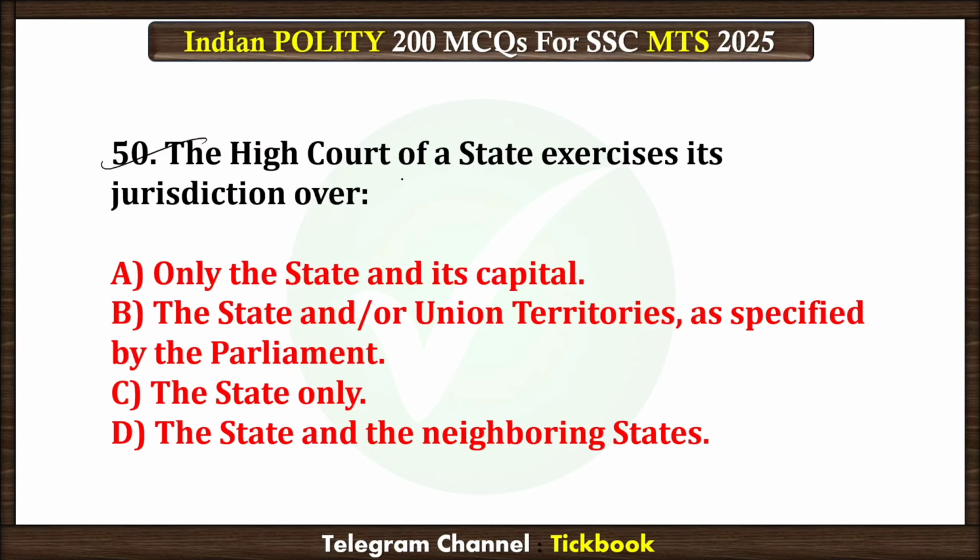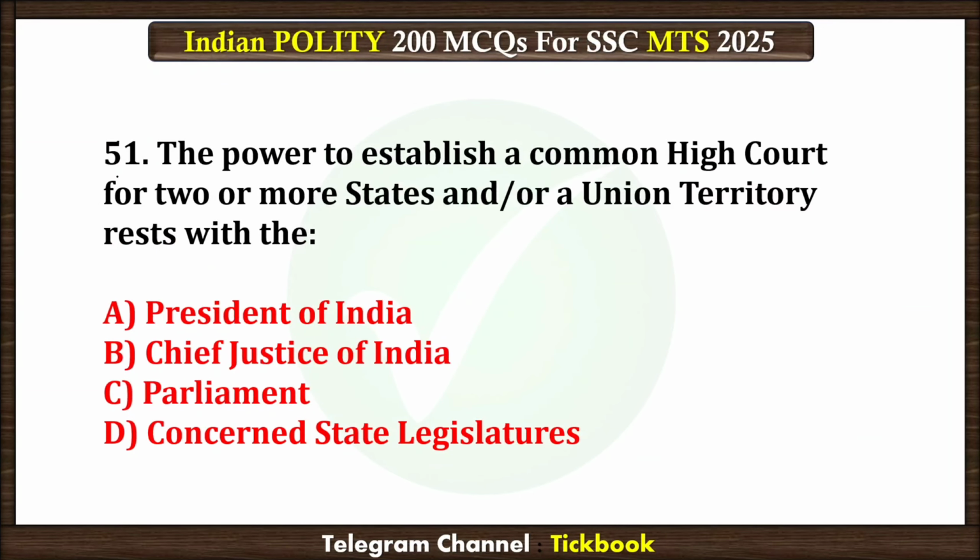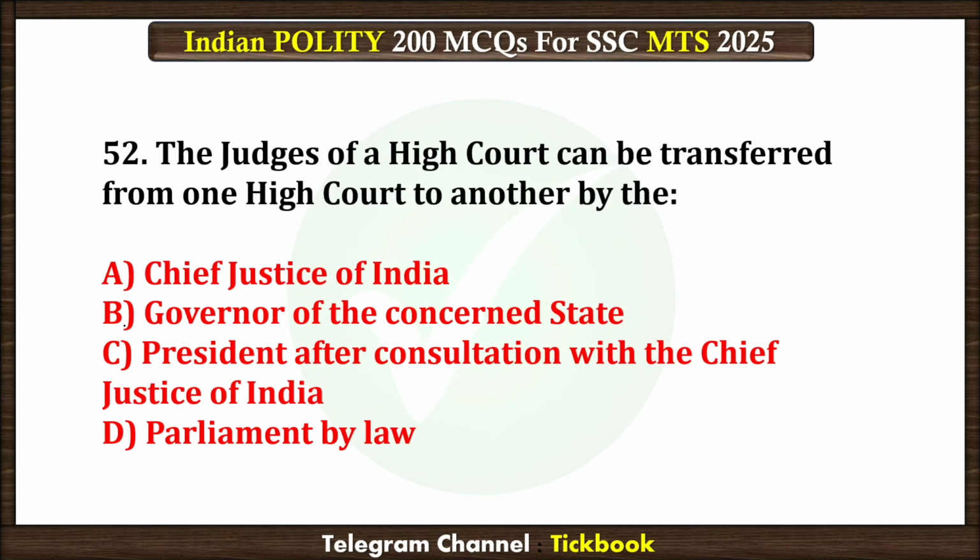50. The High Court of a state exercises its jurisdiction over. Number B, the state and or union territories as specified by the Parliament. 51. The power to establish a common high court for two or more states and or a union territory rests with the. Option number C, Parliament.